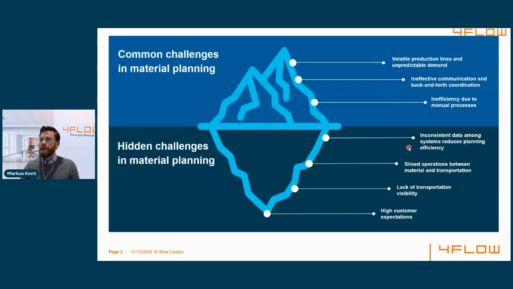Further, we also see that some of the departments are more focused on their own topics. So there's a siloed planning approach and also execution, especially between material and transportation planning, which also leads to additional inefficiencies. And it also creates a lack of transparency and visibility in regards to transportation, in particular for material planners, where they could also improve their planning result and add an overall benefit to the business.